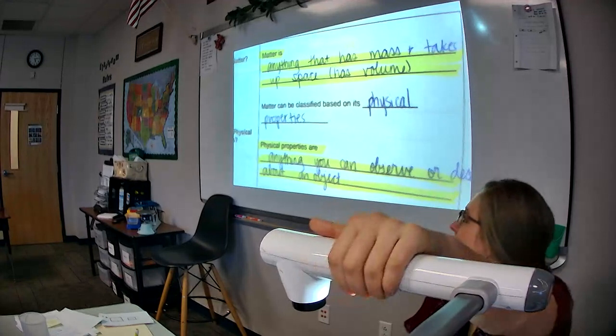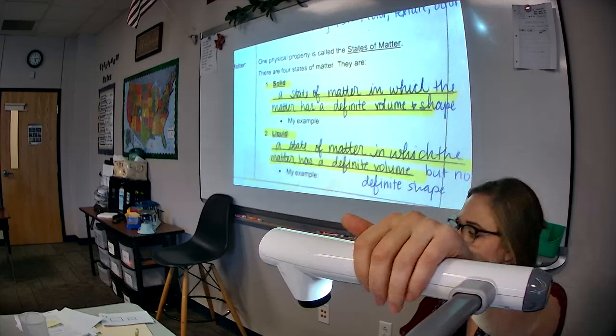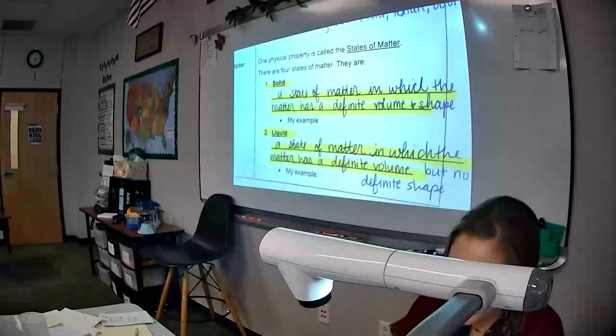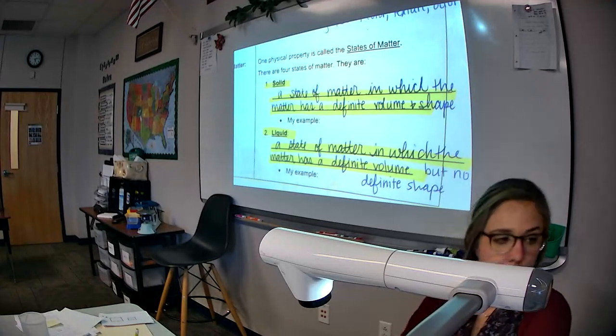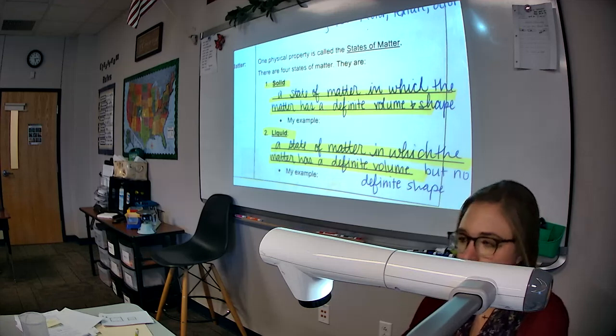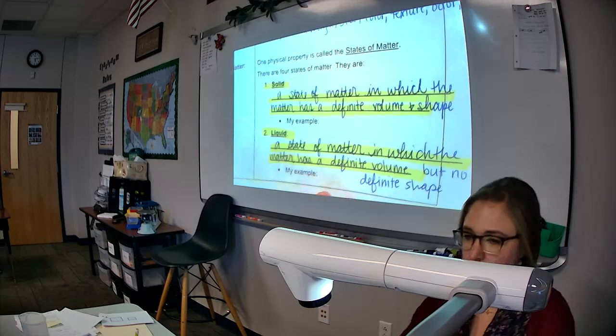All right, below that, highlight the definition for the 4 states of matter. I think your spacing is a little different than mine. Solid, a state of matter in which the matter has a definite volume and shape. Liquid, a state of matter in which the matter has a definite volume but does not have a definite shape. Again, I think yours is spaced differently, so you're probably already on the back.